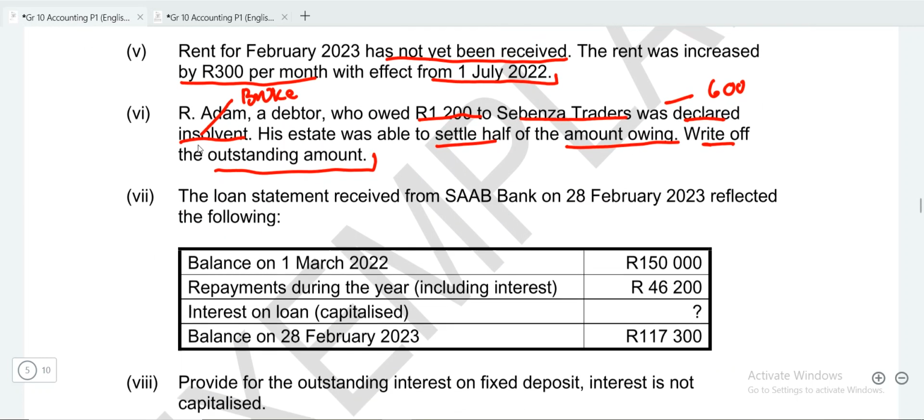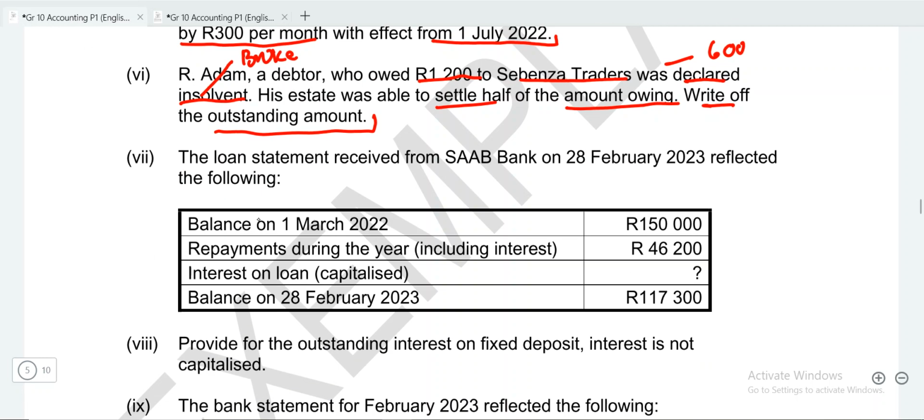Okay, now the next information says that the loan statement received from SAAB Bank on 28 February 2023 reflected the following. The opening balance is 150,000. The repayments that were made during the year, which are inclusive of interest, is 46,200. And then the interest that is capitalized is not given to us, so we must look for it.